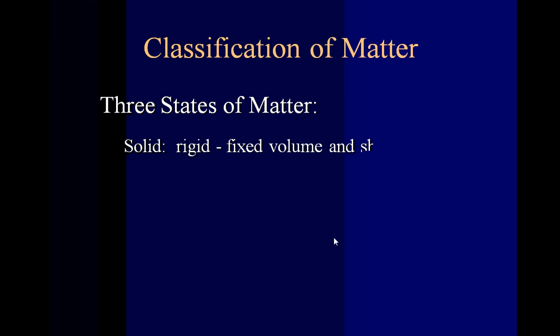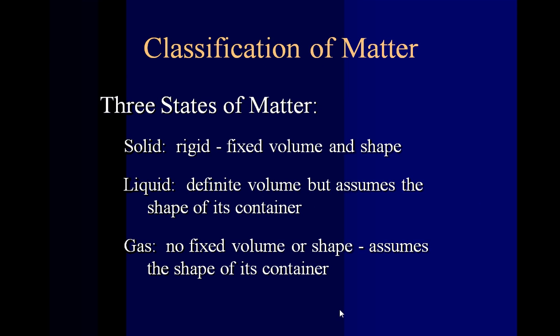Classification of matter: there's three states, solids, liquids, and gases. Solids are rigid, with fixed volume and shape. Liquids have a definite volume but assume the shape of their container. Gases have no fixed volume or shape, and assume the shape of their container.